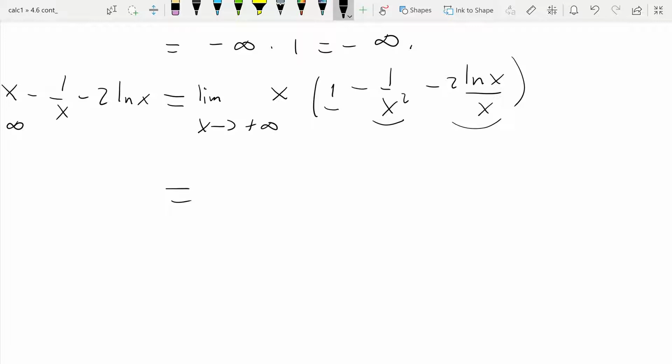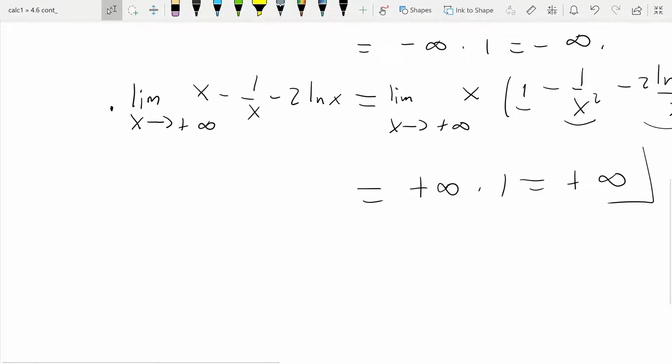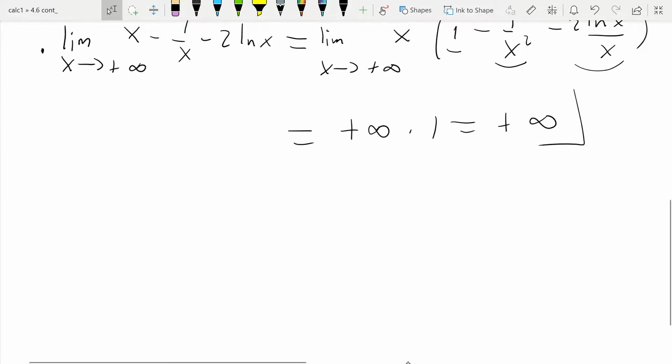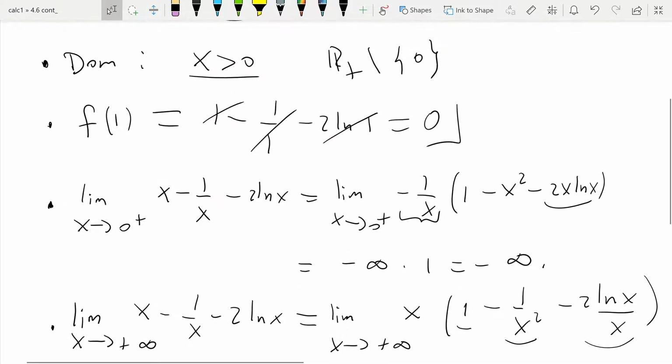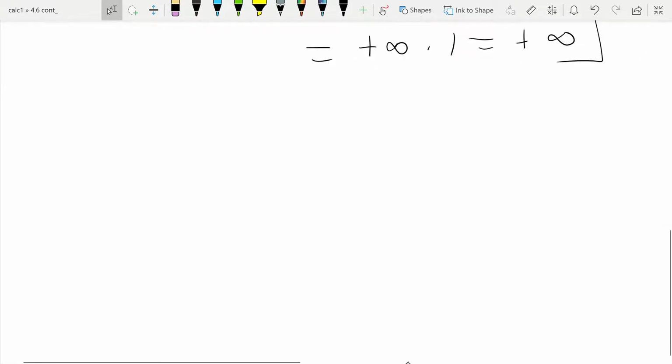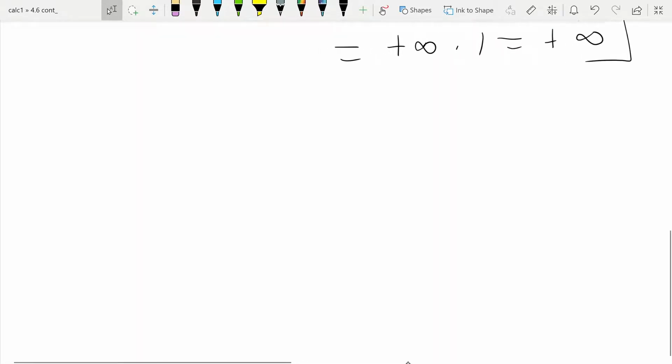So this is approaching plus infinity times 1, which is just plus infinity. Well, it's not approaching, it's just increasing without bound. So there are no horizontal asymptotes. There's a vertical asymptote at the origin, and there are no horizontal asymptotes.